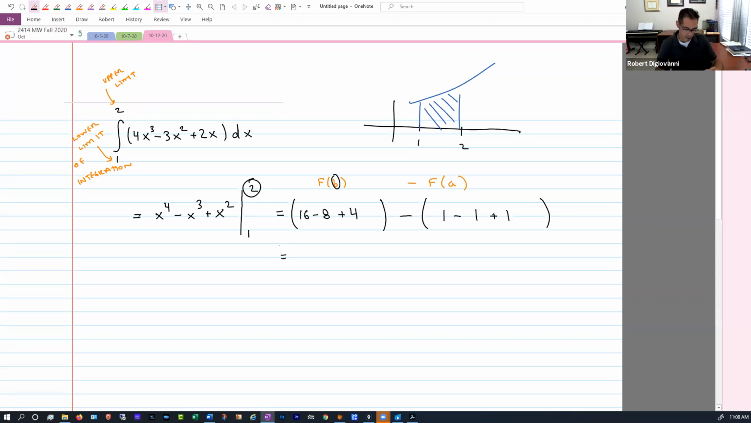So what do we get there? 8, 12. And then take away from that 1. So we get 11. So the area is 11.